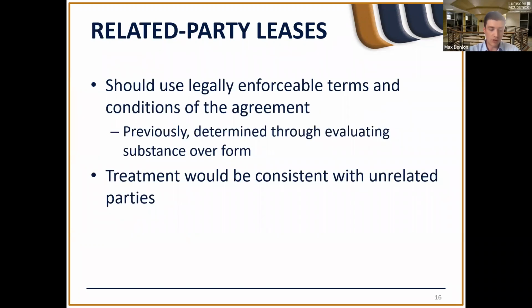Okay, so moving on to related party leases. Under previous lease guidance, related party leases often used substance over form in evaluating the existence of a lease. Under the new ASU, and unsurprisingly, the entity should use the legally enforceable terms and conditions of the leasing arrangement. What I mean by this is best practice would be that in the separate financial statements of related parties, the classification and accounting for leases should be the same as for leases between unrelated parties.